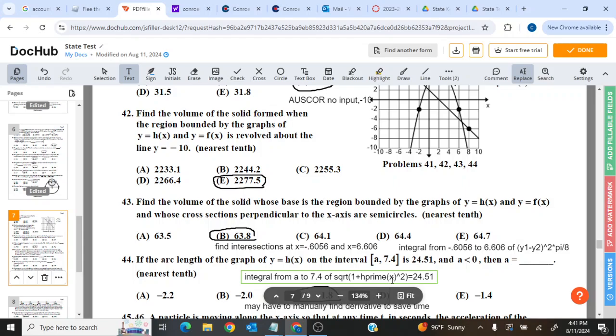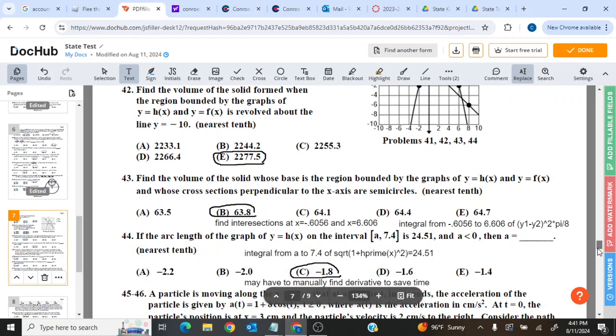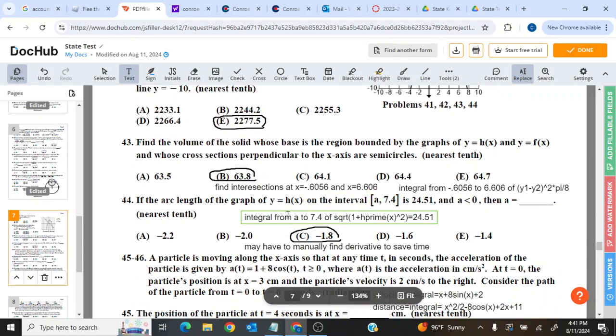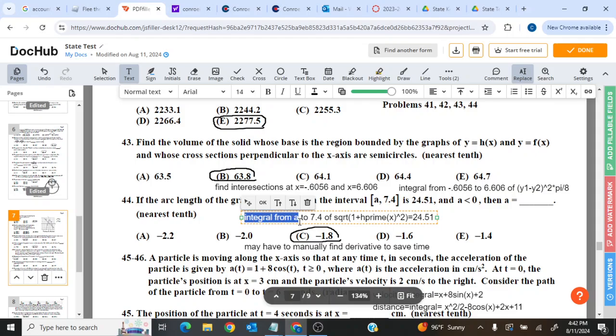If you try and just put this into EQ solver using d over dx and integral, it's probably going to take too long. So you can manually find the derivative of h of x, pretty simple. It's just negative x plus 2, I believe. So the square root of 1 plus negative x plus 2, all squared, will get you 24.51. And you just find this bound a and you get negative 1.8.